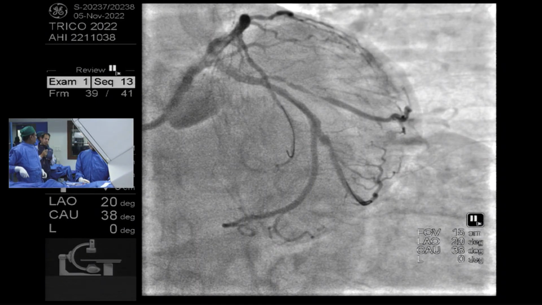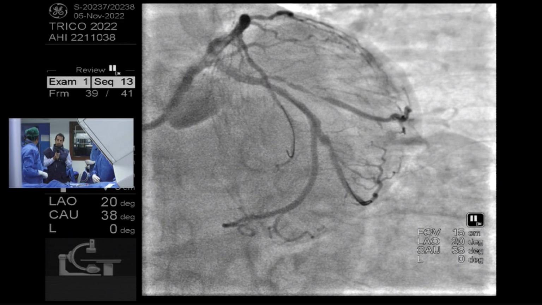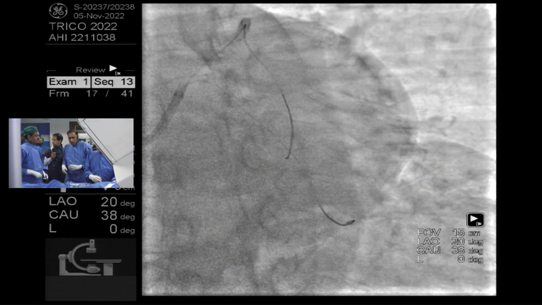And will you plan to do IVUS here after the stent? 3 by 12. Stand, Joseph. Should be interesting. 3 by 12. Okay. 3 by 12.